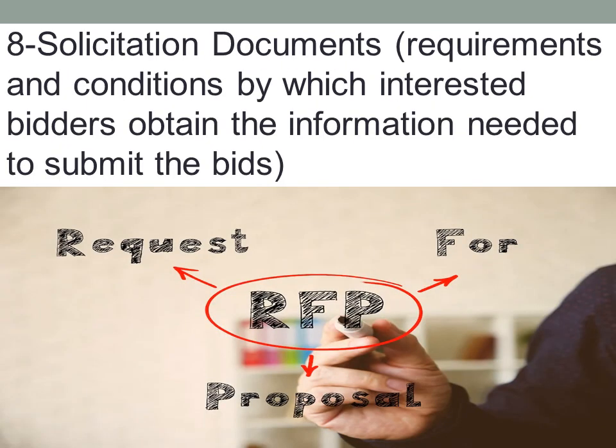Okay, the next one is about solicitation documents. So what kind of documents are required, and the conditions by which the interested bidders obtain the information needed to submit the bids. The most common type of solicitation document is the request for proposal, which is used when a company is seeking bids from potential vendors. Other types of solicitation documents include the request for quotation, request for information, and statement of work.